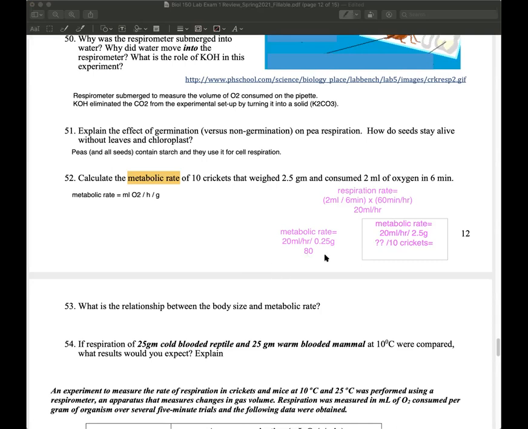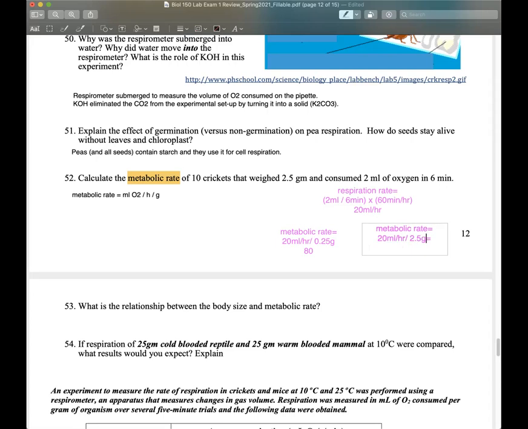Oh yeah, that changes the answer a lot. Professor, Dr. Smith's answer was 8 milliliters per hour per gram. 2 mils, 60 minutes divided by 2.5 grams. Okay, so we don't need to take into account the individual crickets. Right. He just did 20 divided by 2.5. All right, so yeah, then it would be 8 mils per hour per gram.